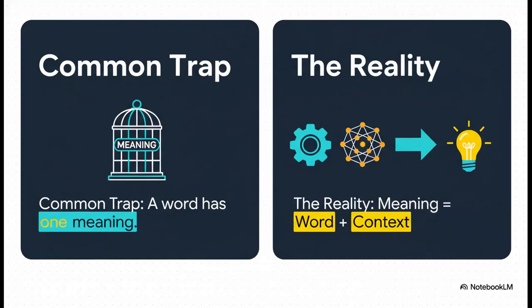Now, for a lot of learners, especially if your native language is Turkish, the first instinct is to think that a word has just one fixed meaning. But in English, that's a trap. The real secret is this simple formula. Meaning doesn't come from just the word. Meaning is the word plus its context. Getting this is the crucial mental shift you have to make.